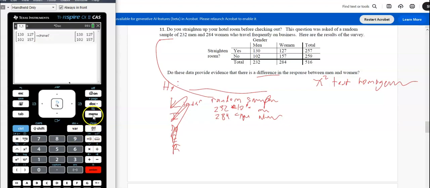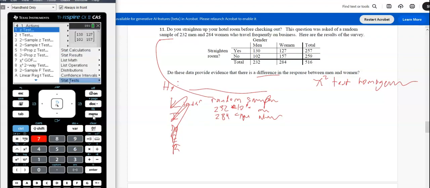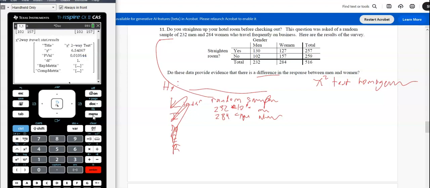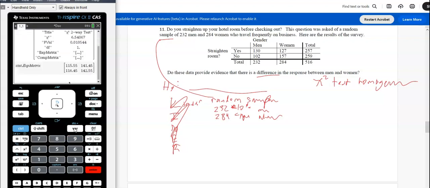Okay, so now let's do the chi-squared test here. Menu 6.7, chi-squared two-way test is a two-way table here. We're going to choose the travel matrix. And to see the expected matrix, you hit the variable key and go to expect matrix. And those are the values. Remember, we did that a minute ago, and I think that was the same expected value we got.